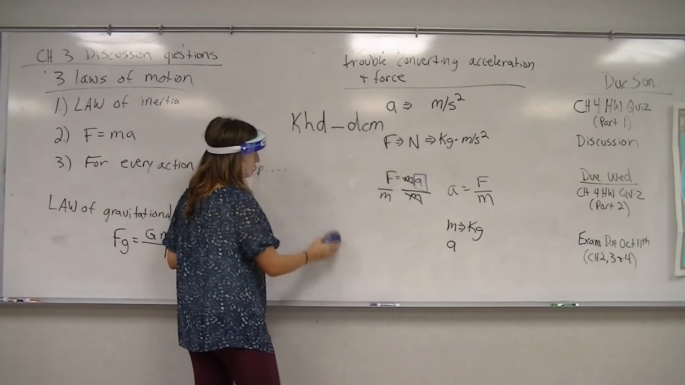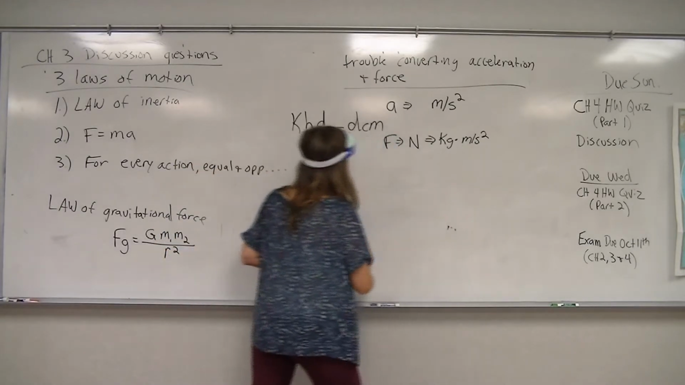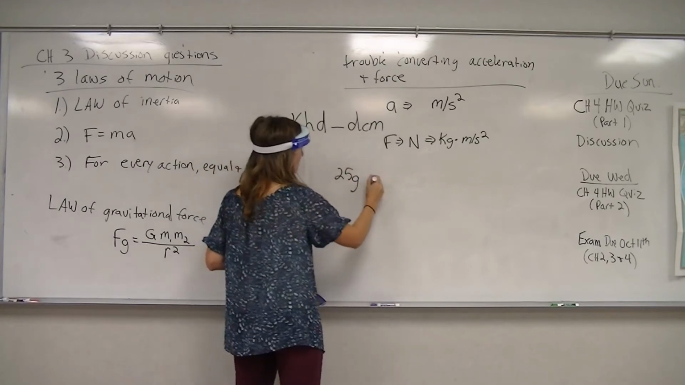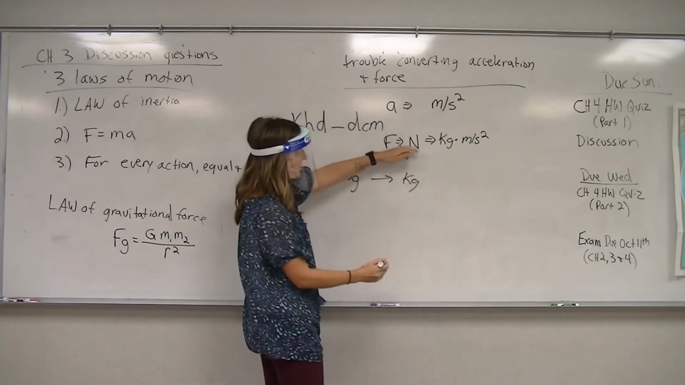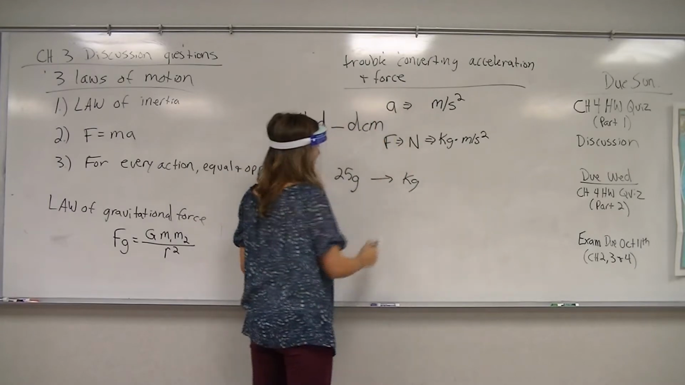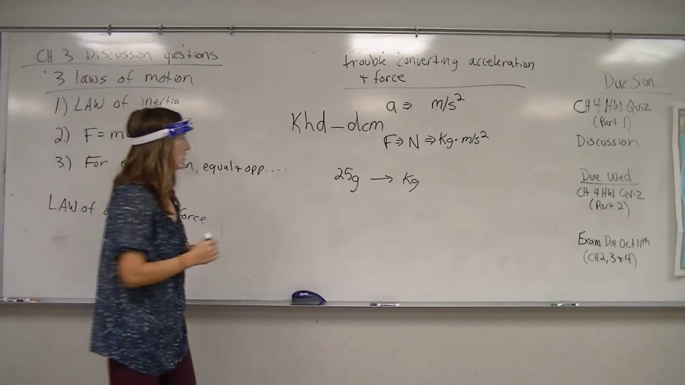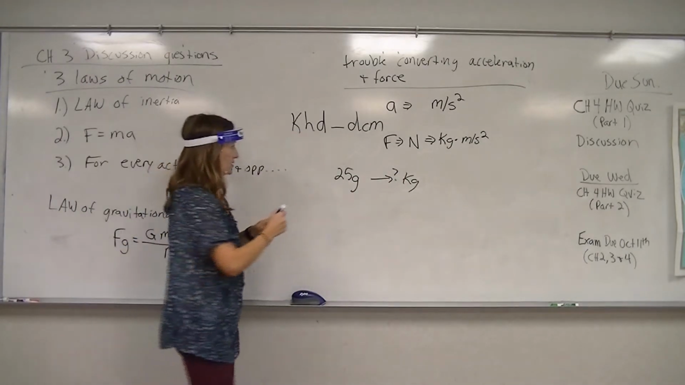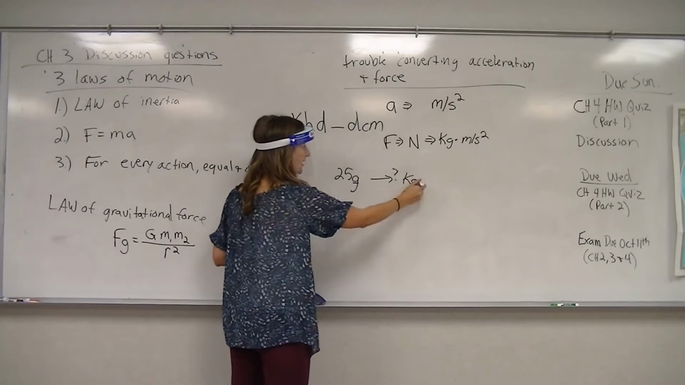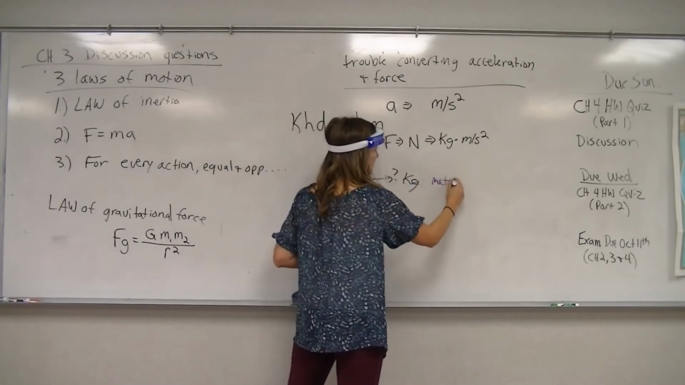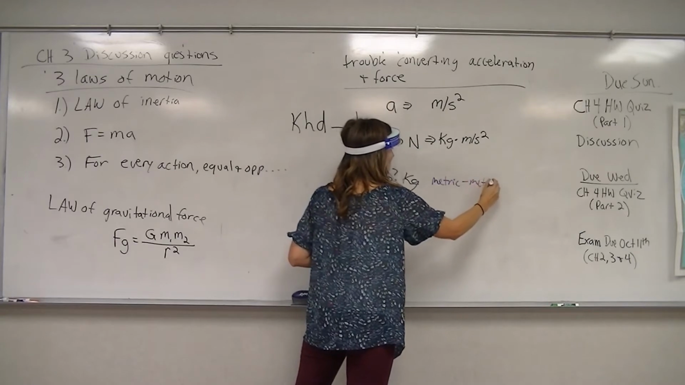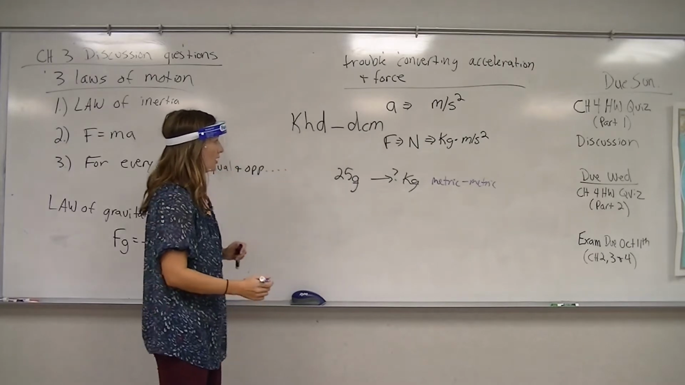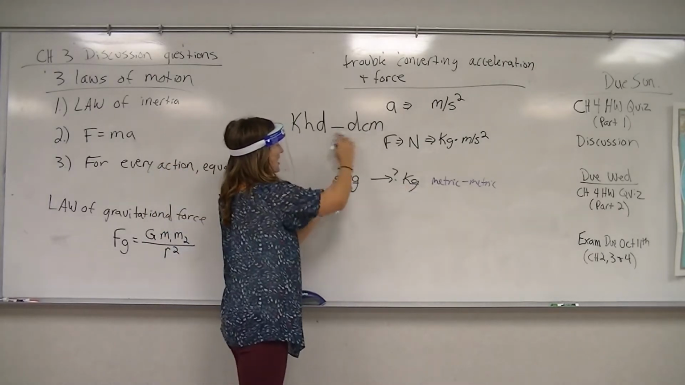So for instance, let me erase this. If I gave you 25 grams and you need to get that in kilograms in order to use this equation, in order to come up with force or acceleration, since it has a letter in common, this is way back in chapter 1, right? It has a letter in common, G, G, that means it's metric to metric. And then you can use this scale. King Henry died drinking chocolate milk. And the letter in common is what goes in that empty space, the G.